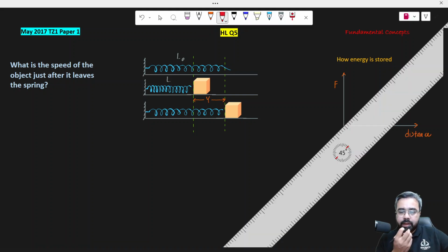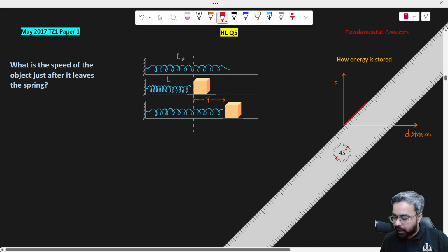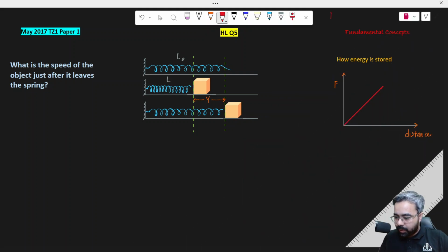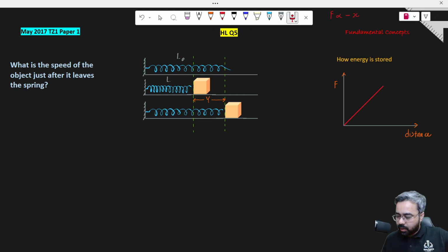So how is the spring force increasing as you are compressing the spring more and more? So this should be a straight line. Remember that I'm just taking the magnitude of the force as well as the distance. Otherwise, according to Hooke's law, you know very well that F is equal to negative kx. So that should be a straight line, like this straight line. And this distance here represents the compression distance of the spring, how much you have compressed the spring.